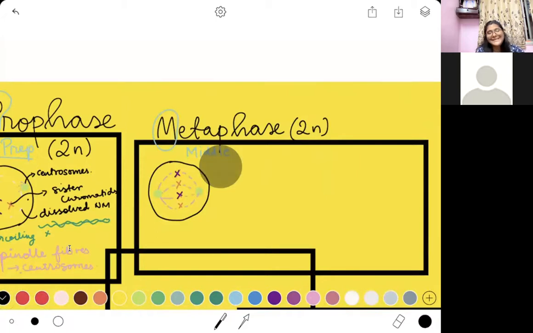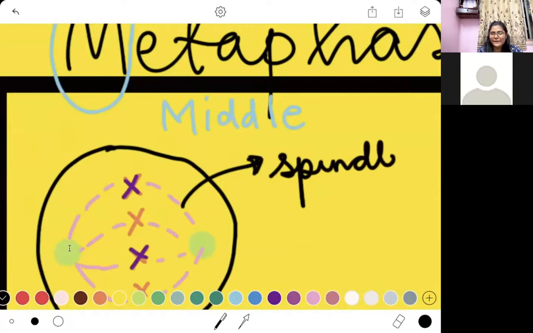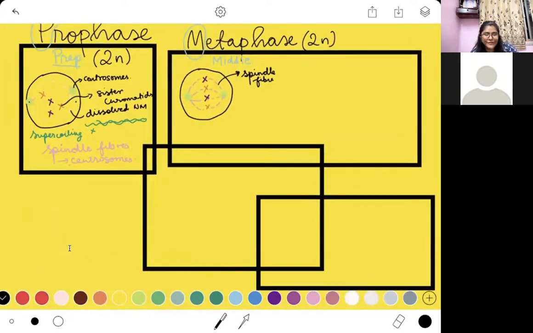But your entire chromosome material is aligned at the middle. What you see here, now we're again going to name only the part that is new in the structure. This is your spindle fiber. Let's talk about the events that are taking place over here.